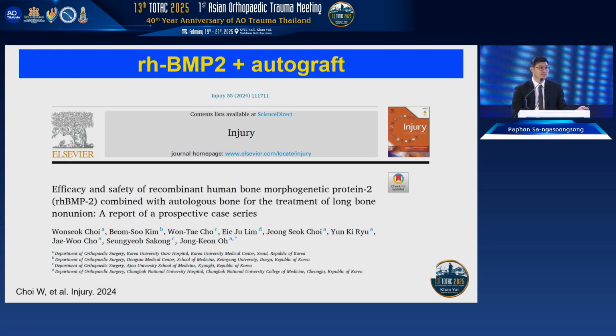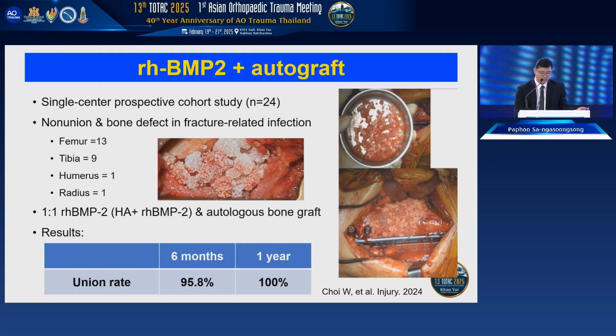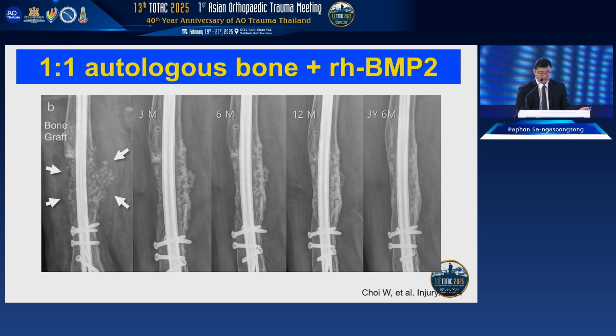Nowadays, we move on to use BMP2 with autograft. Professor JKO tried to do a study with BMP2 and showed, with a single prospective cohort study, that the success rate is very interesting at 1 year, like 100% in 23 patients with non-union with fracture-related infection, like in this case. They do debridement first and then put the BMP2 with the autograft and show successful healing in 1 year.